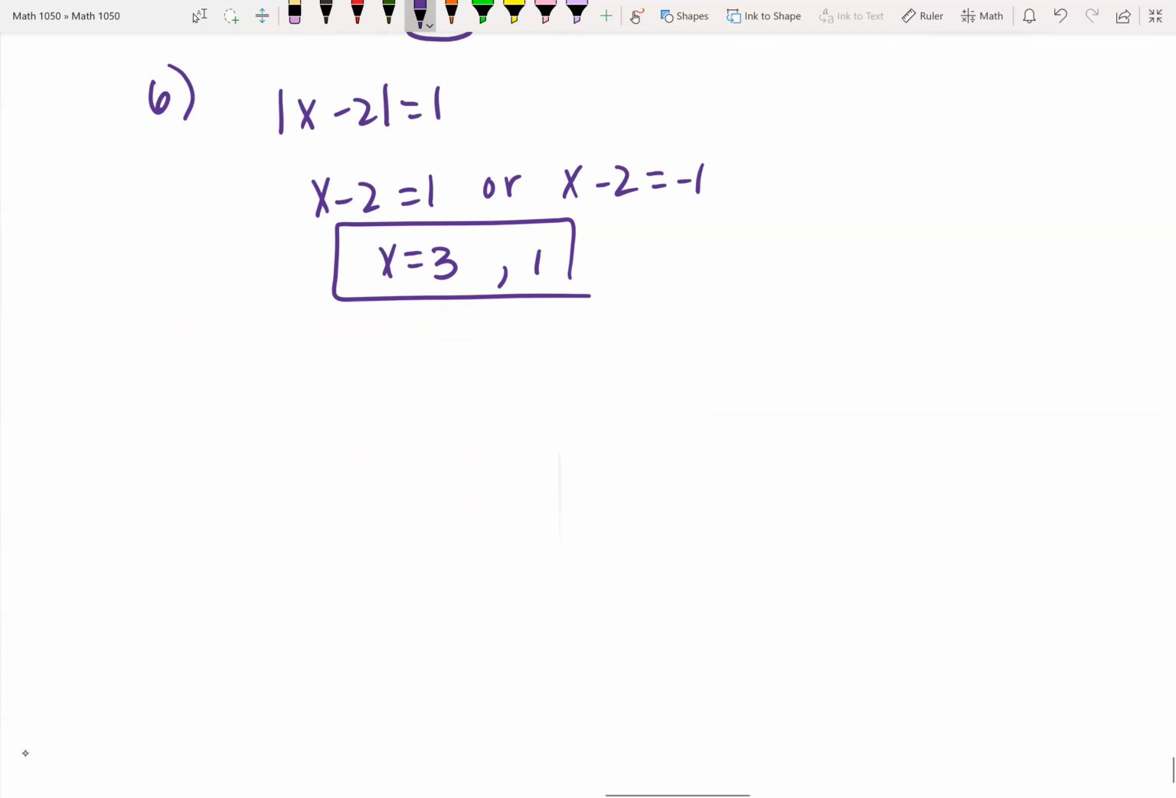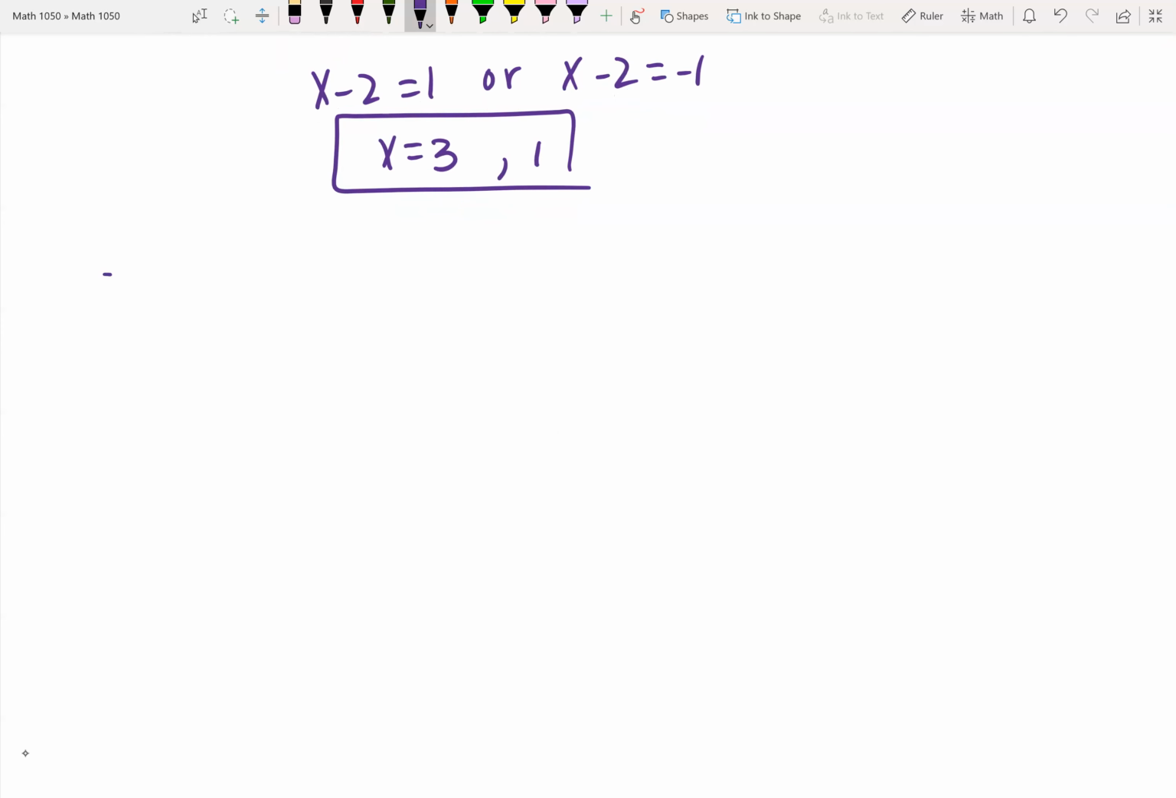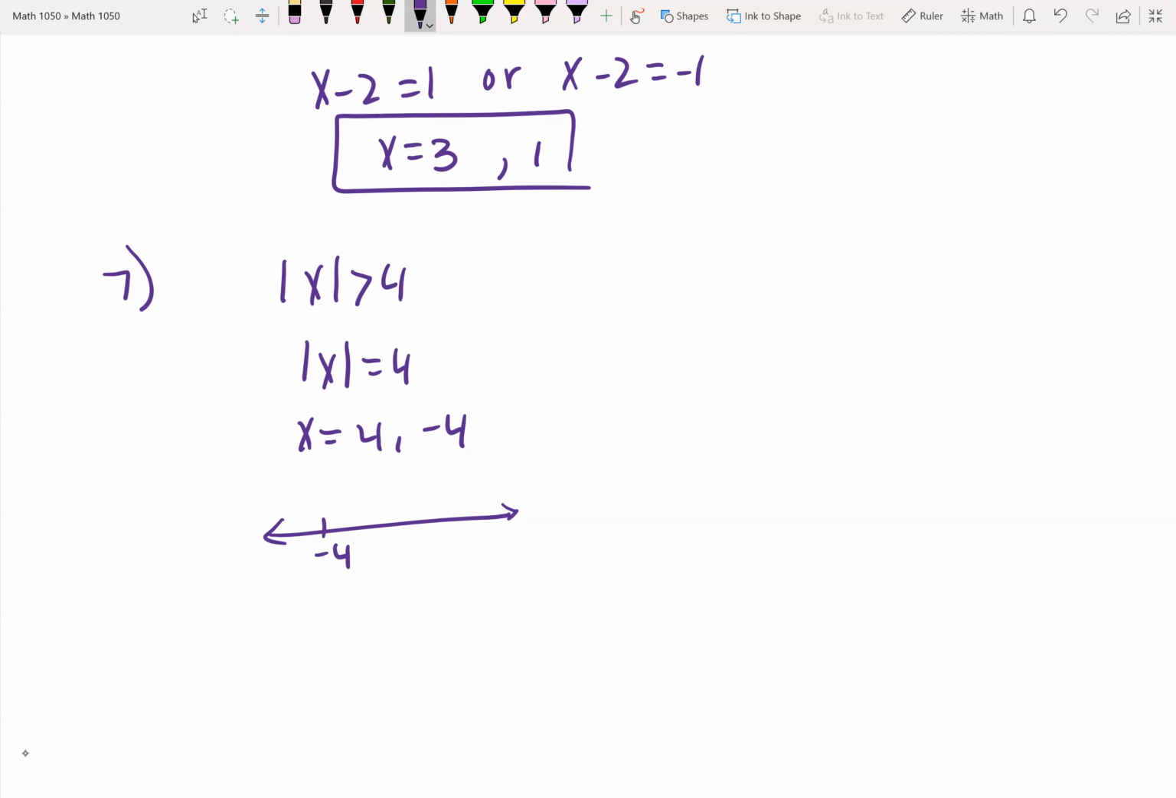Okay, number 7. Find the solutions in interval notation. So it's the absolute value of x is greater than 4. Step 1, isolate the absolute value, done. Step 2, make it an equal sign. Step 3, split it apart and solve. There's nothing to solve. Go to your number line.